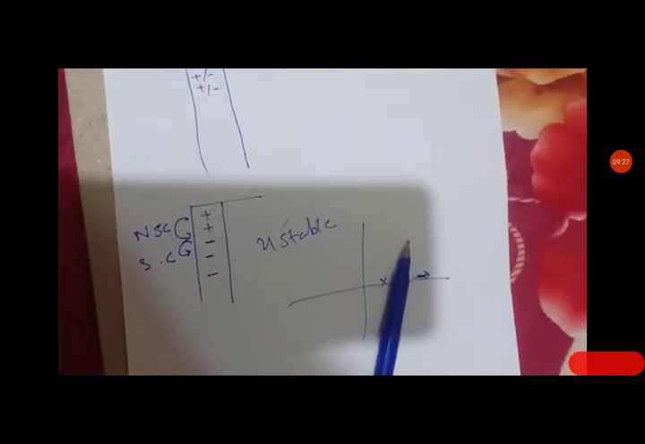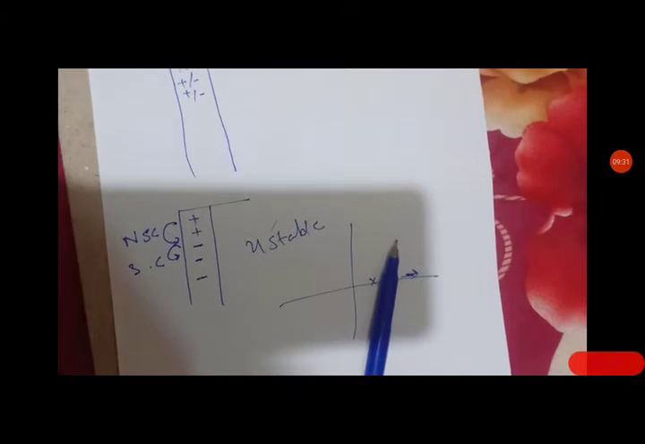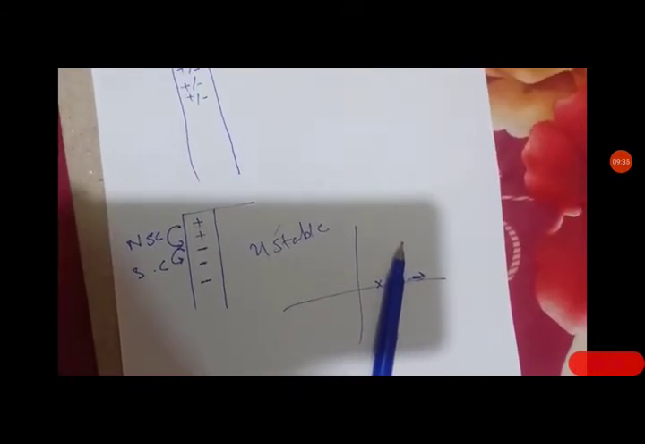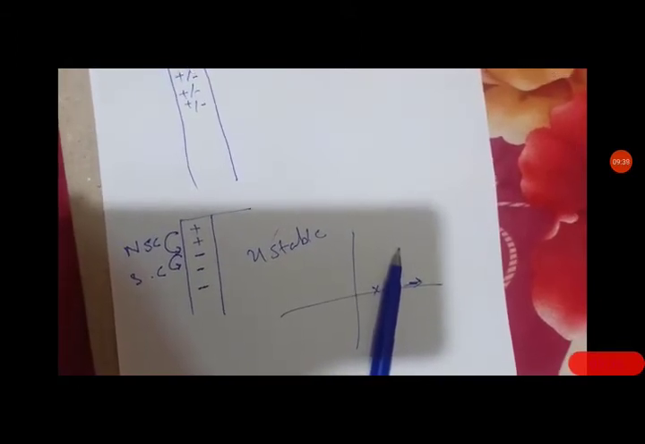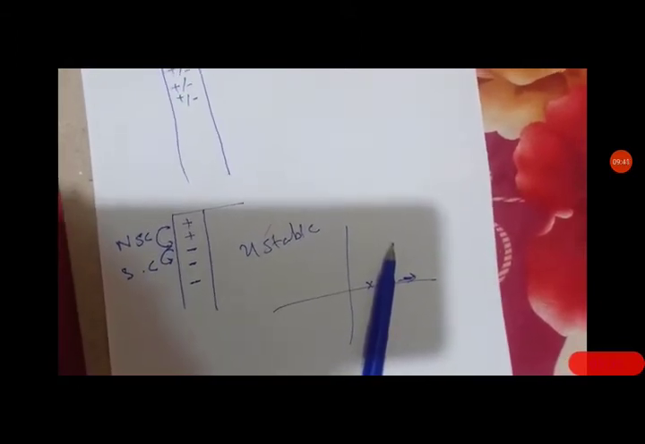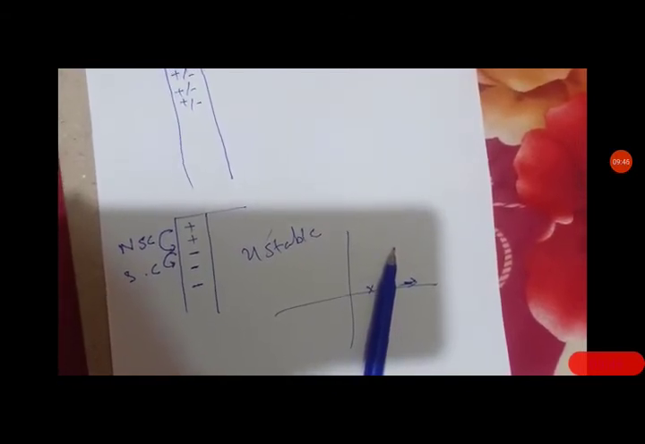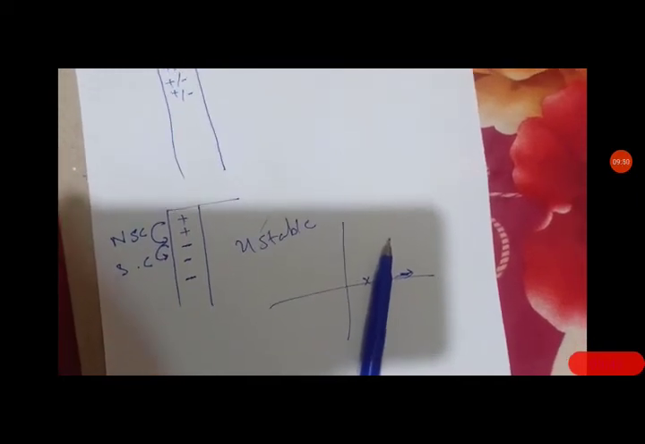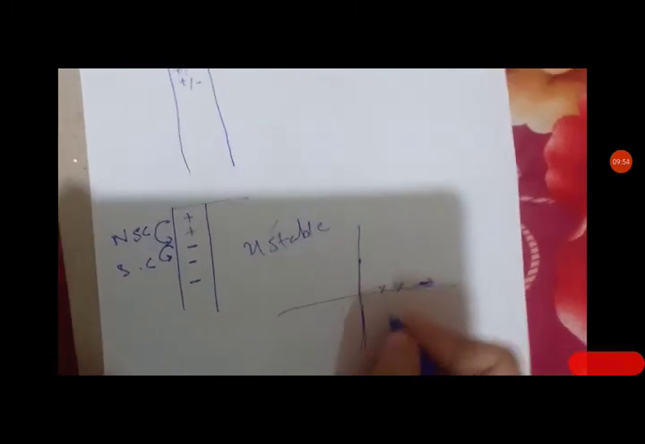So this method yields stability information without the need to solve for the closed loop system poles. Also, using this method we can tell how many closed loop system poles are in the left half of the plane and how many are in the right half of the plane or on the marginal axis, means this imaginary axis, jw axis.